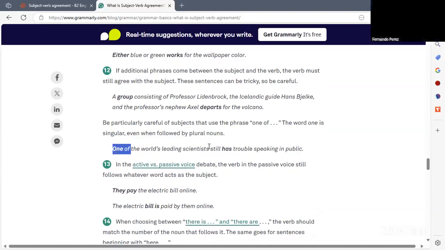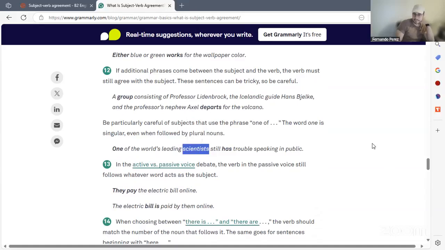Look at the word scientists. Is this plural or singular? That's plural. That's correct. That's the reason it's so tricky, because we are talking about a group of people. Well, yes, we are going to talk in plural because it's a group of people, but it's one in the group.